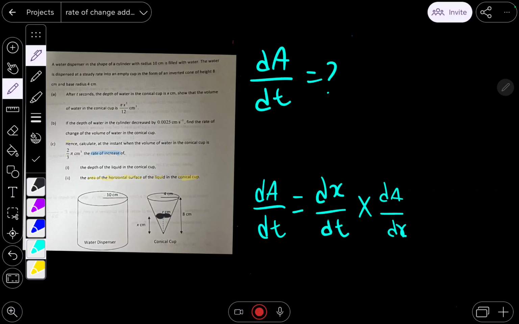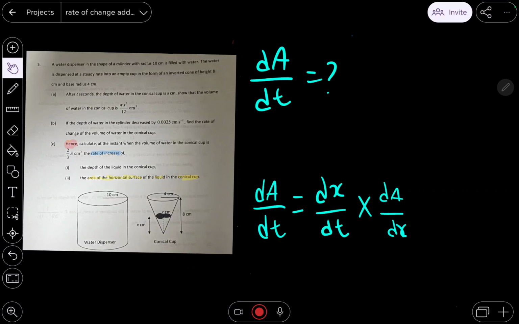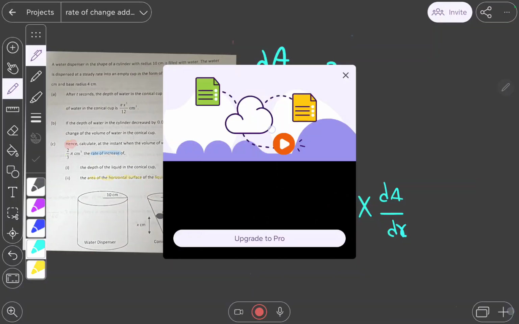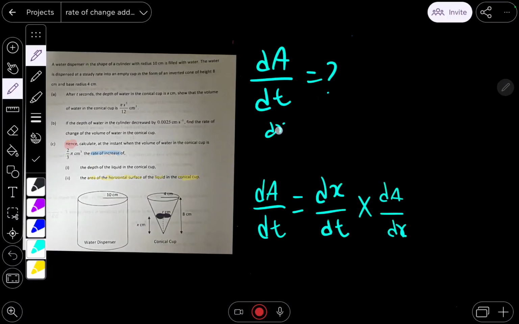So dx over dt is what the question has given, because they say "hence." Keyword: hence. Very important, you need to look back to part B, okay? So we know that dx over dt is 0.25 pi, correct? So what does this mean?